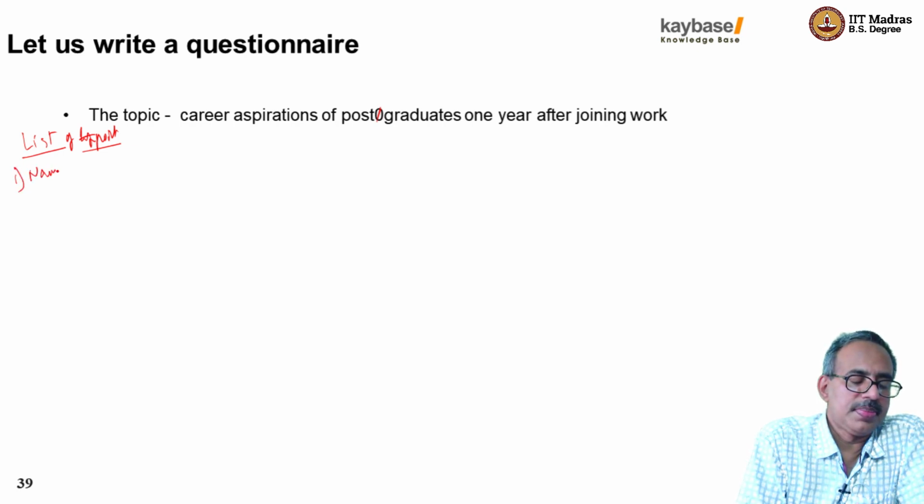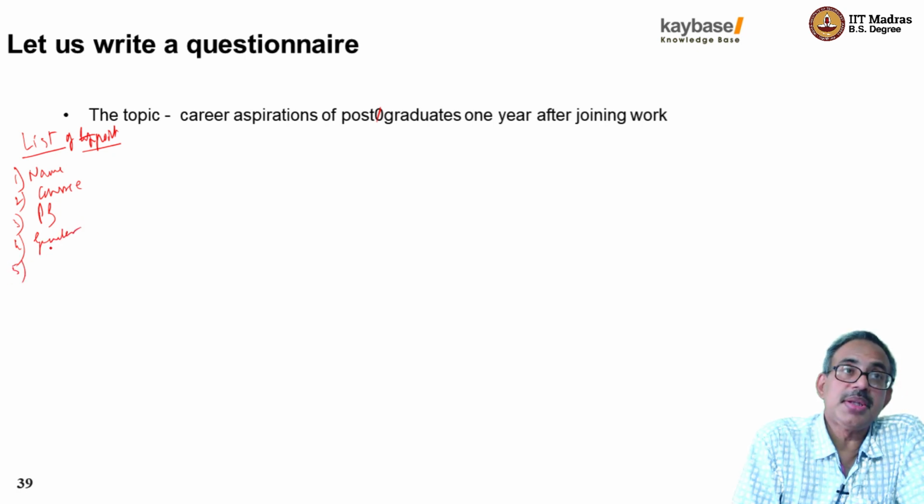Name. What is the course they studied? Right? We'll confirm that they're really PG. Do we want gender? Yes, we want to see if it varies by gender. Okay. Do we want to know which city they live? Yeah. Okay. Then do we want to know what kind of work they're doing now? Yes. Okay.